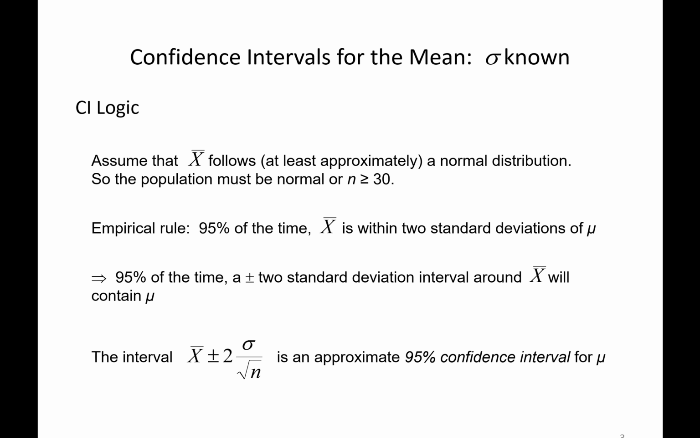And so we can write down the 95% confidence interval as x bar plus or minus 2 times sigma over the square root of n. What this means is x bar is our point estimate for mu, and sigma over the square root of n, you'll remember, is the standard deviation of the point estimator, or the standard error of x bar.